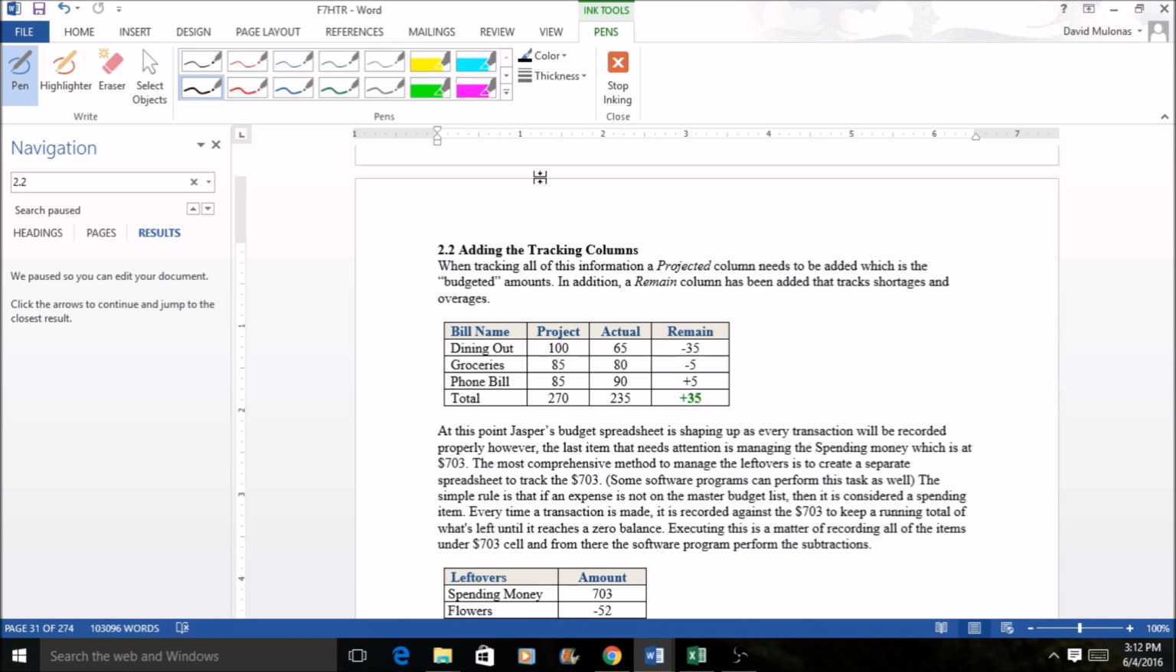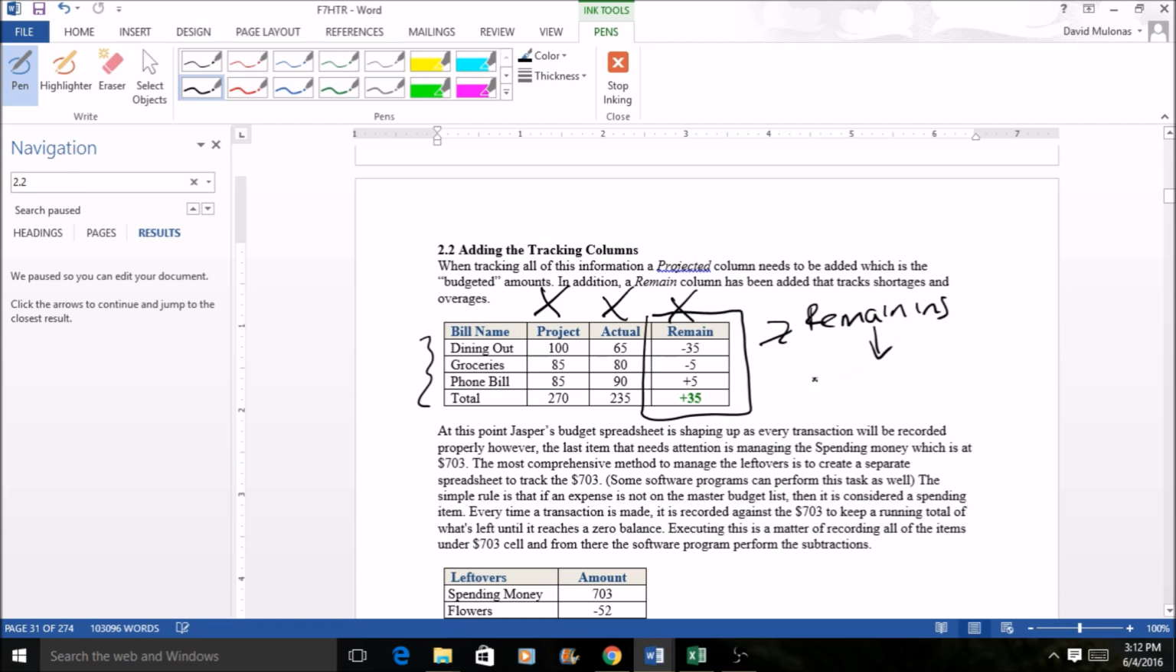So now what we need to get into is section 2.2, adding tracking columns. When we build this budget out, we need to have projections and actuals versus what is left, or the remain. So we can see here that the $100 that we were speaking of is right here for this example. And then let's say Jasper spent $65 at the restaurant, and that means he has $35 remaining. Now, this remain column is going to be a big staple to managing the budget. Adding up all these expenses, and the ones you don't see here, through a given month will always show what's remaining, what is owed.